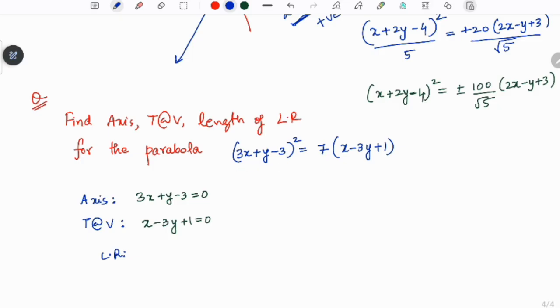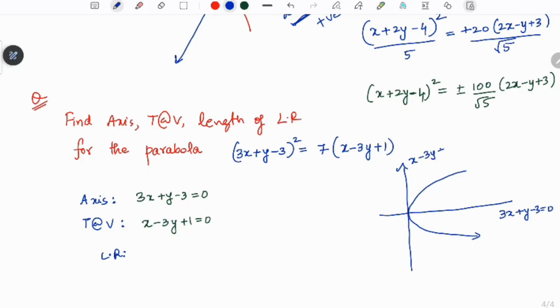Latus rectum is not 7 because these are not in perpendicular distance form. What I mean by this, see here: if 3x + y - 3 = 0 is my axis, and x - 3y + 1 = 0 is my tangent at vertex, then as per this, what should be my parabola equation?